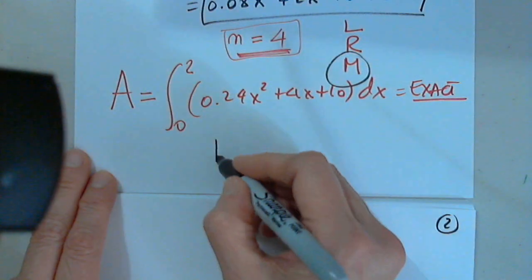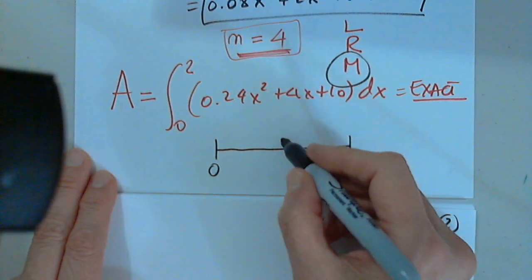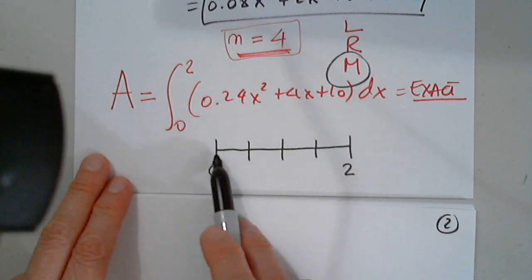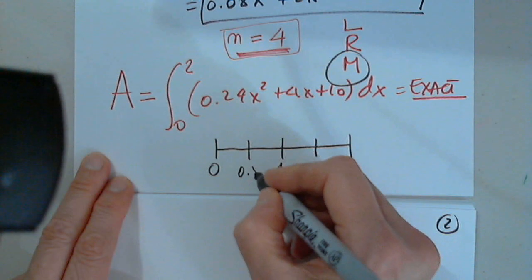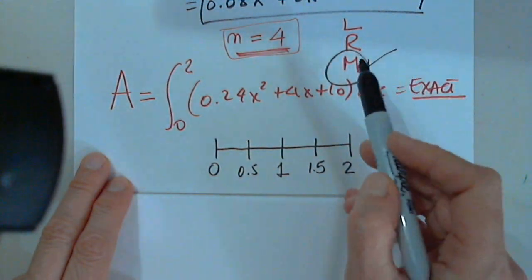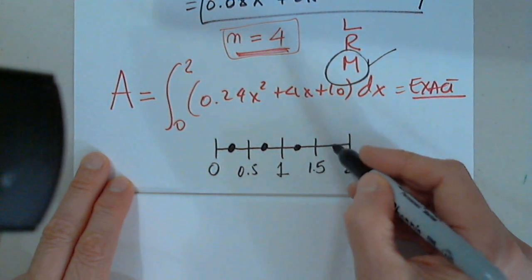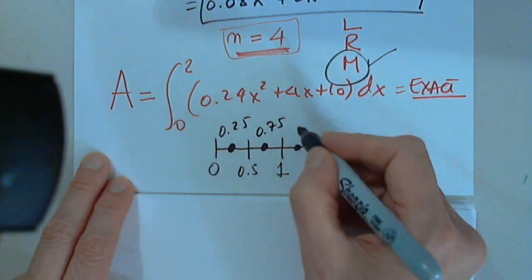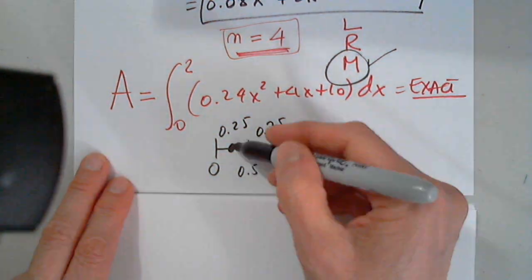So at this moment, when I start the process, I have to picture the interval, which we chose 0 to 2, and divide it into 4 intervals of equal length. So this is 1, this is 0.5, and this is 1.5. Since we decided to work with the midpoint, I have to determine the midpoints: 0.25, 0.75, 1.25, and 1.75. These will be the heights.